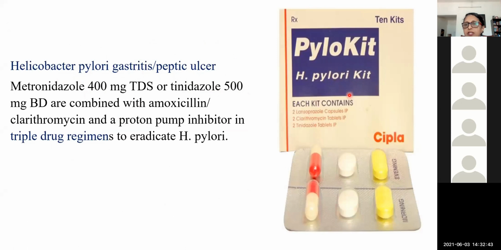So you can see this is an H. pylori kit. Each kit contains lansoprazole, clarithromycin, tinidazole. Tinidazole is another related drug, another nitroimidazole. In some cases it will be metronidazole, but because tinidazole has fewer side effects, it is used. So you can use it in case of H. pylori treatment. That is a triple drug regimen for H. pylori. So this metronidazole is used for H. pylori peptic ulcer.